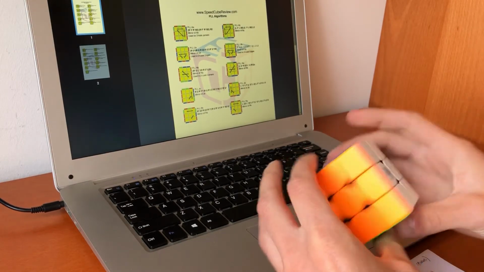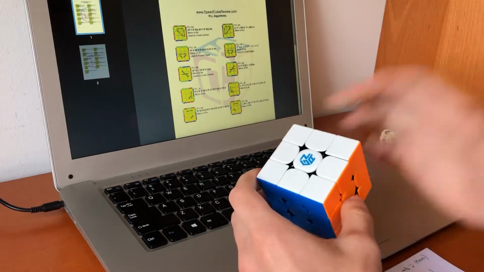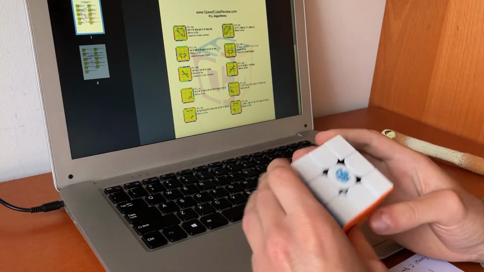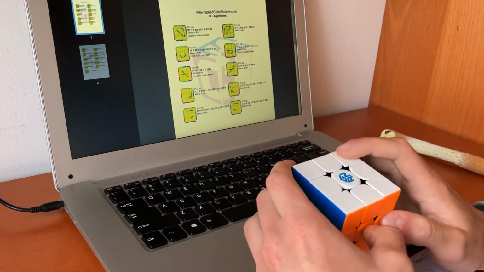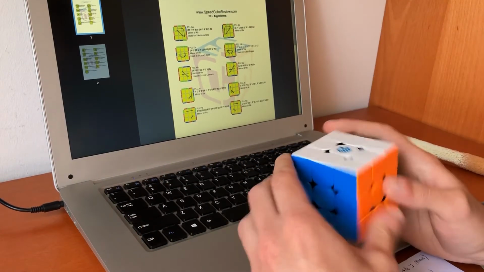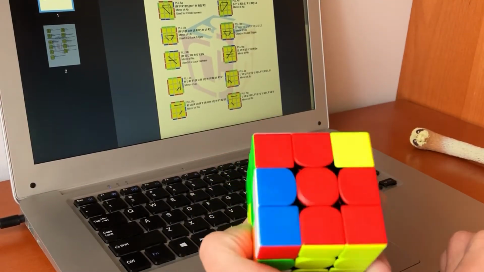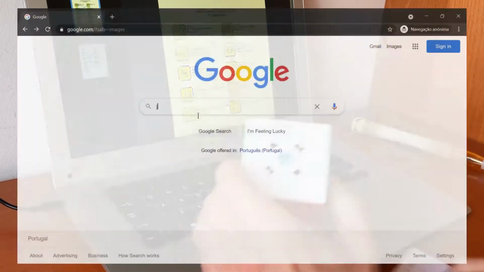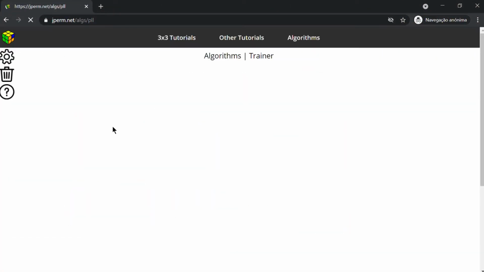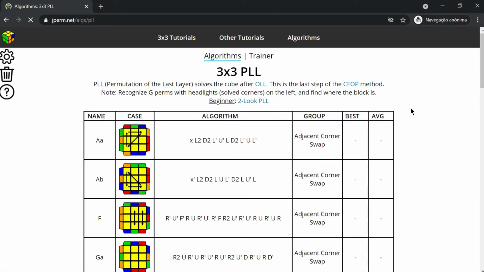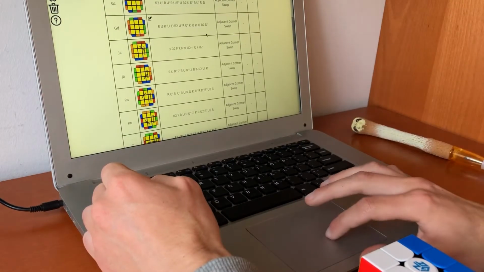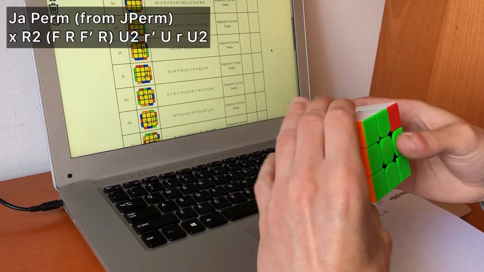Yeah, it flows very well, like a T perm. Now let's try the Ja perm. And for this one I think I would prefer the right hand version, but I'm gonna do the mirror. I'm always getting it wrong. Okay, I'm just gonna see on the J Perm website how he does the Ja perm. Okay, he's got another algorithm. I think I'm gonna use this one.